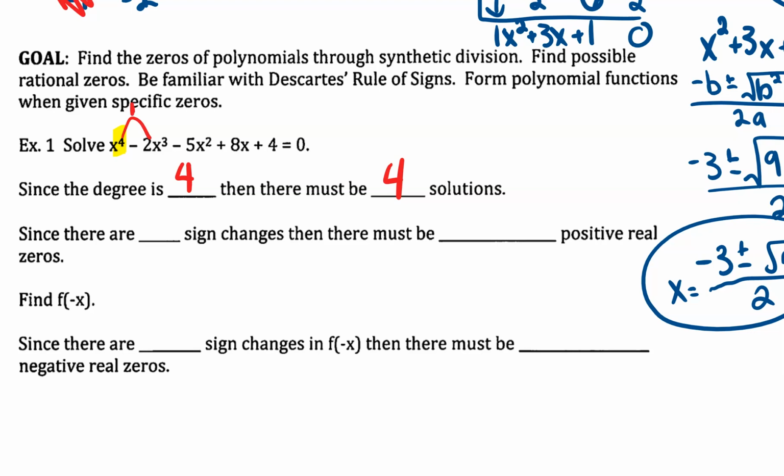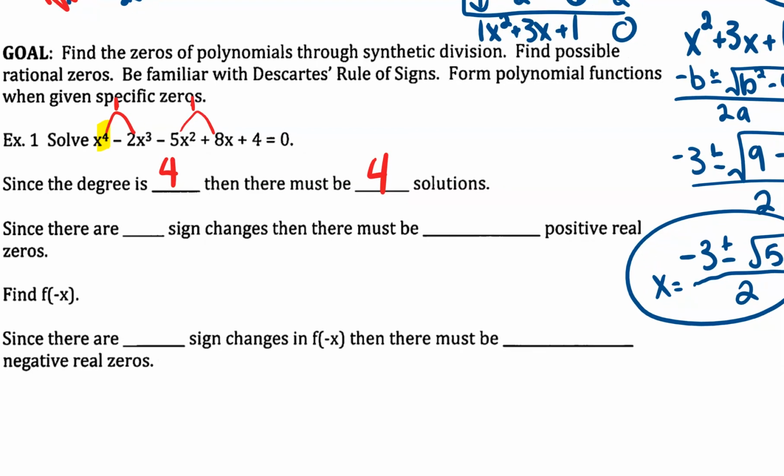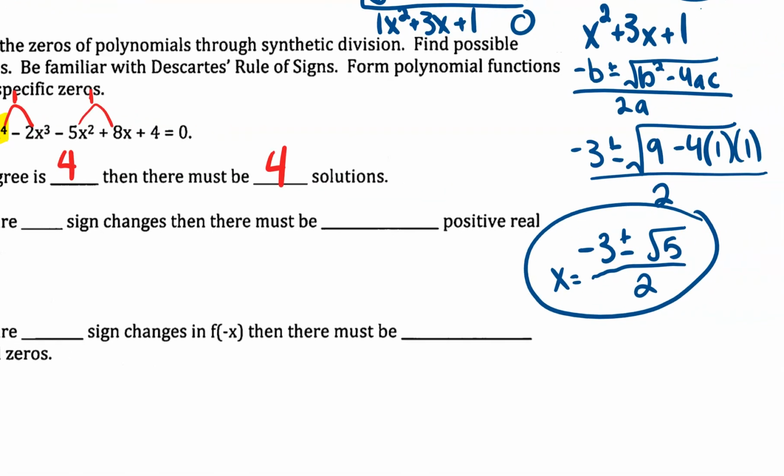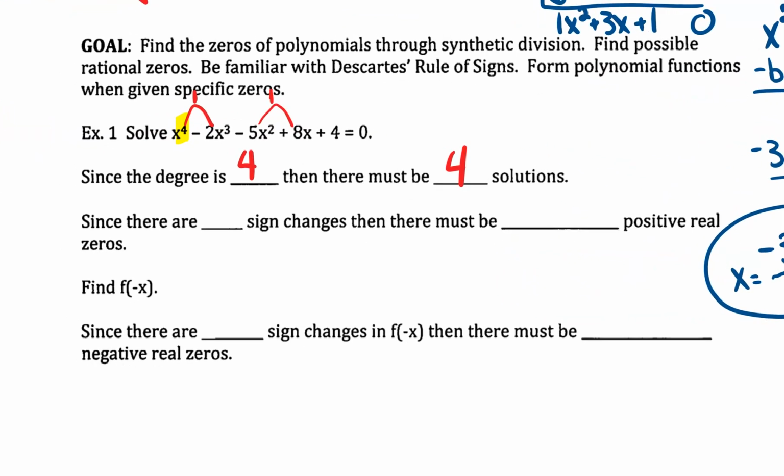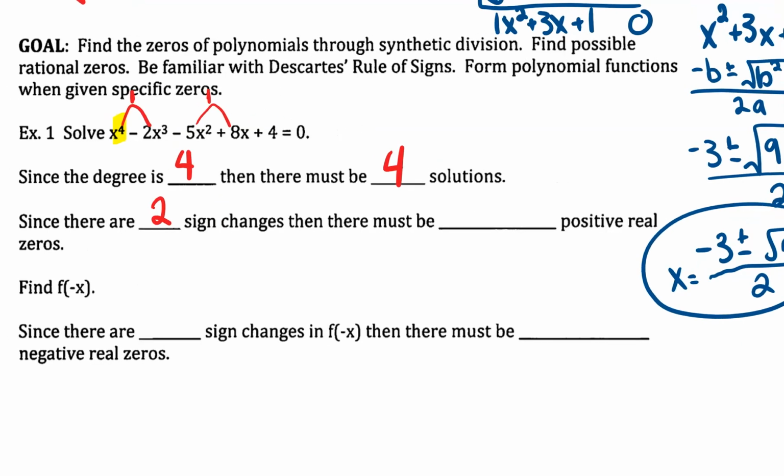Then we move to the next 2. This is negative, that's also negative. That's not a sign change, it stayed the same. But then from the -5x squared to the 8x, it goes from negative to positive, which is another sign change. Then the last 2, from +8 to +4, they stayed positive, so there was no sign change, which means there's only 2 sign changes, which means there must be 2 or 0 positive real solutions.